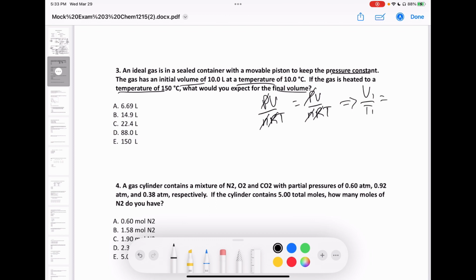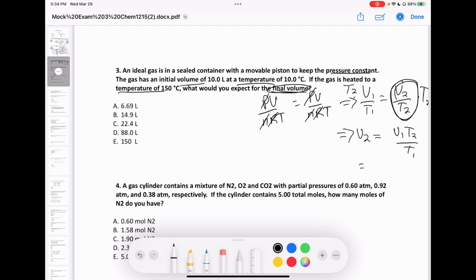V1/T1 is equal to V2/T2. Okay, and then we're looking for the final volume, so I treat this second side as the final part. If you want the final volume, you isolate V2, and this implies that V2 is equal to V1 T2 over T1, right? Because we just multiplied both sides by T2. And then it's as simple as plugging everything in. But remember that when dealing with any of these laws, you have to convert everything to Kelvin.